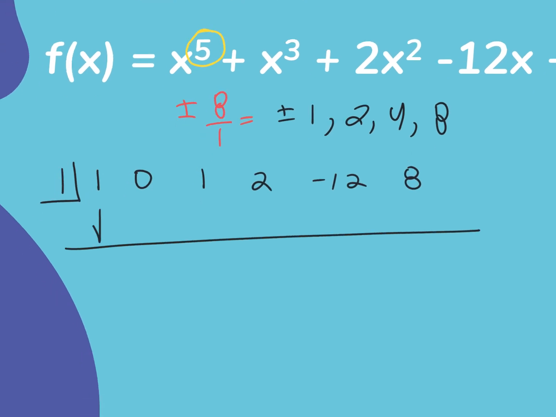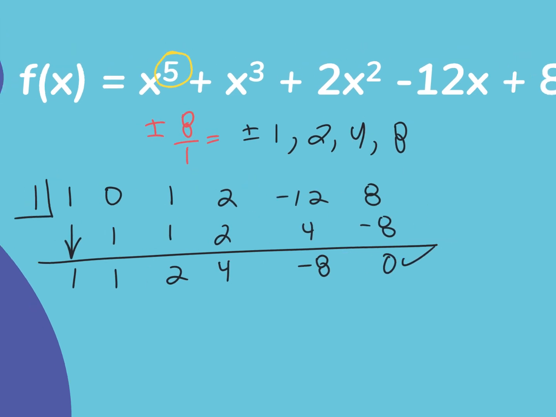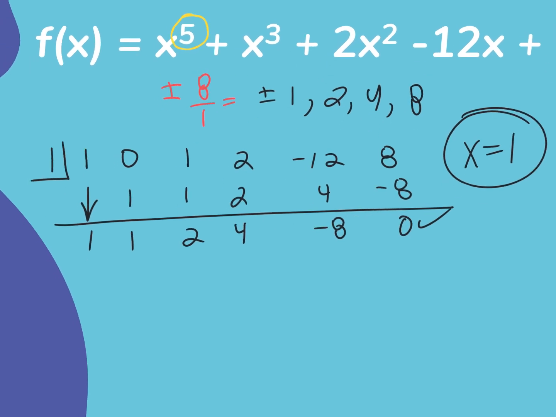So I bring down my 1, and then I say 1 times 1 is 1. 0 plus 1 is 1. 1 times 1 is 1. 1 plus 1 is 2. 2 times 1 is 2 plus 2 is 4 times 1 is 4, negative 12 and 4 is negative 8. Ooh, what's negative 8 and positive 8? Oh, I love when that happens. So I just discovered that x equals 1. My graph crosses the x-axis at 1. Yeah? Okay, so write your resulting polynomial.